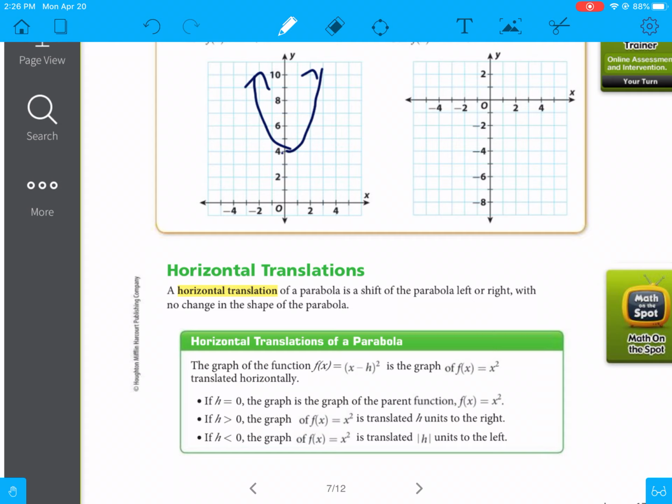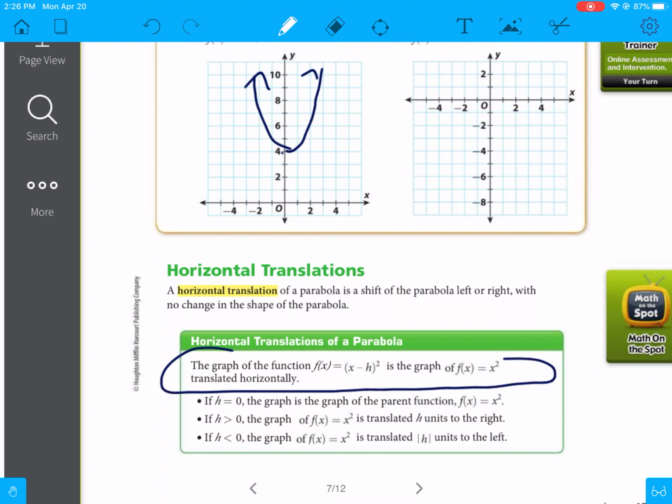Now the horizontal translation is a shift in the parabola left or right with no change in the shape of the parabola. So that's going to be your formula there: f of x equals x minus h in parentheses, squared. And that's going to go right or left.